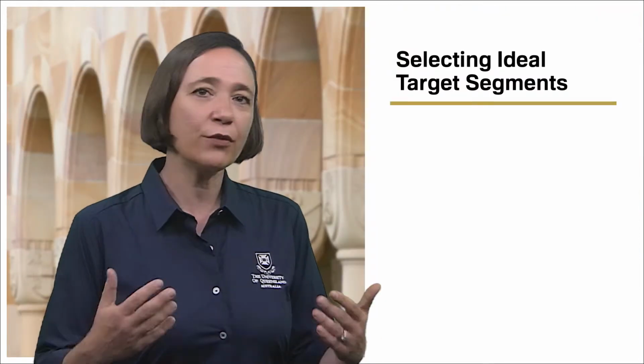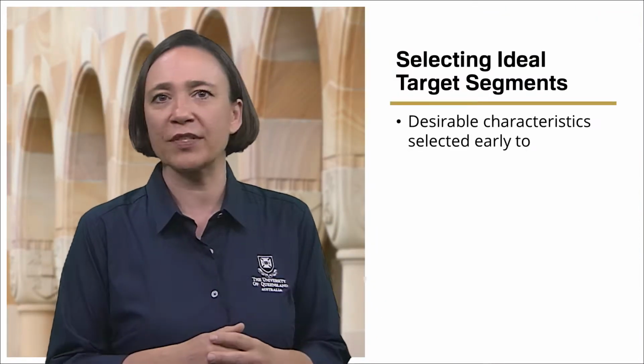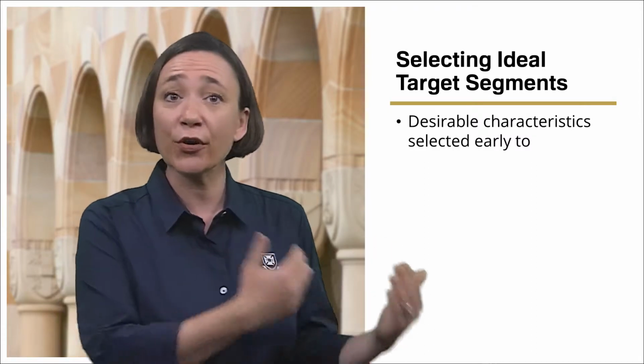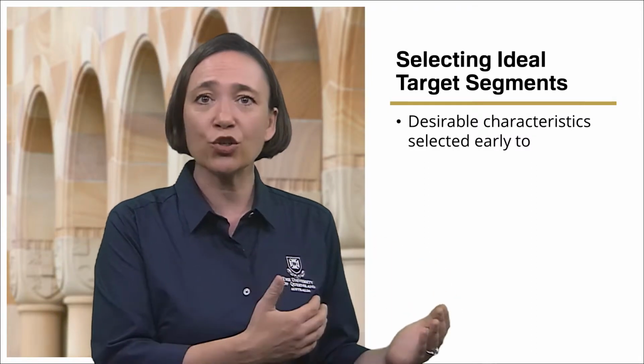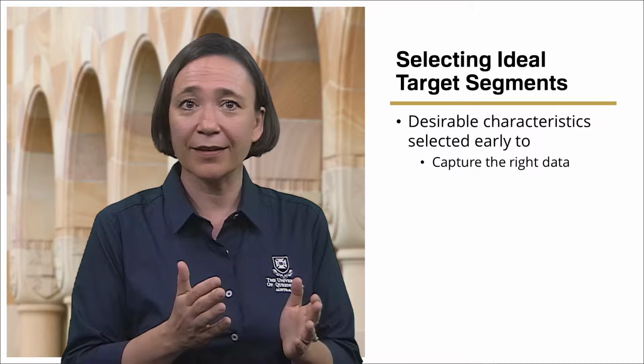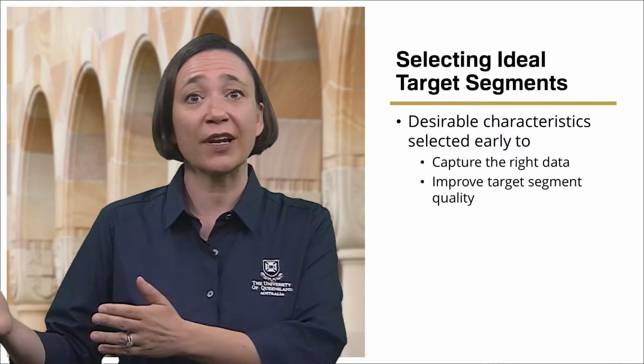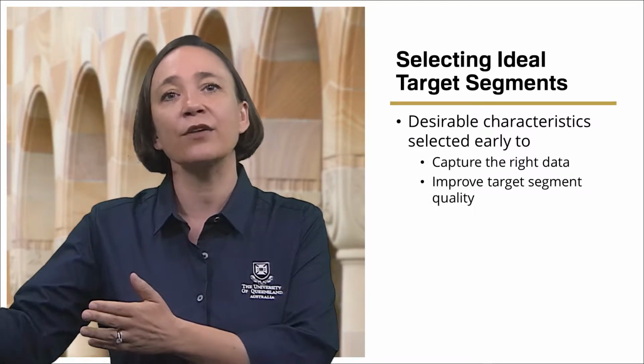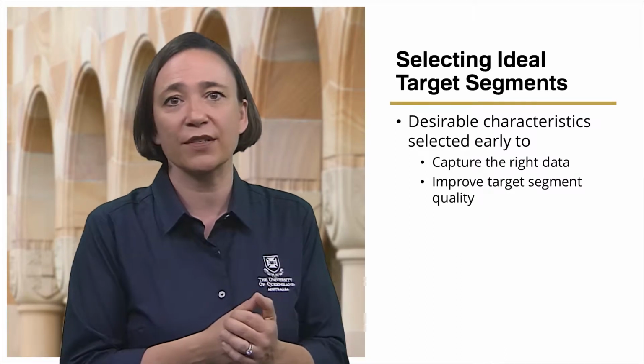Step 2 in market segmentation analysis is dedicated to thinking about what an ideal target segment might look like, in theory. We need to think about desirable characteristics of target segments at this early stage so we can make sure we collect the right data and we are in the position to select a good target segment at the end of the market segmentation analysis process.